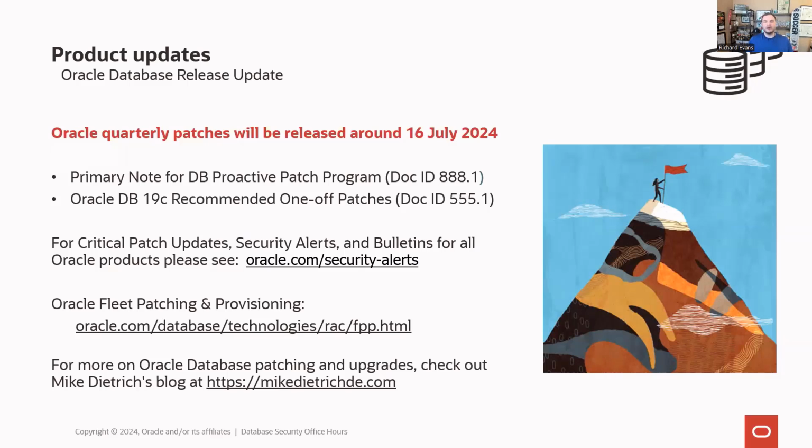So a couple of my Oracle support notes are listed on the screen, as well as in the GitHub page. Check out oracle.com/security-alerts for information on patching, bulletins, alerts, things like that. If you are using real application clusters, RAC, check out Fleet Patching and Provisioning. It may help you make your patching a little bit easier with gold images of the grid infrastructure and the database. And as always, Mike Dietrich is the fountain of knowledge when it comes to everything patching and upgrade related. So check out MikeDietrichDE.com for anything on Oracle database patching or upgrades.